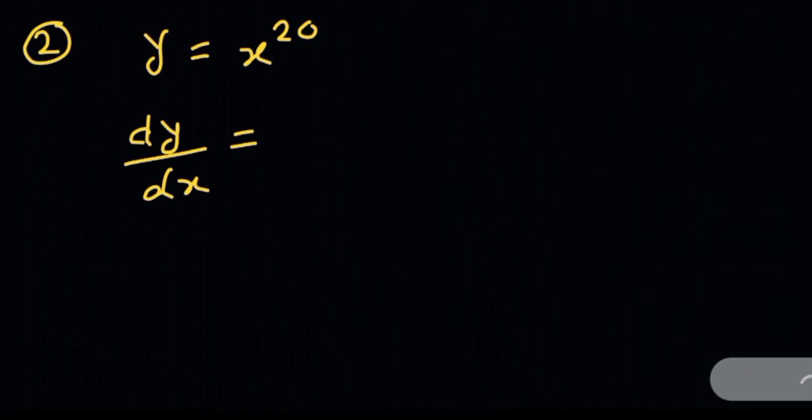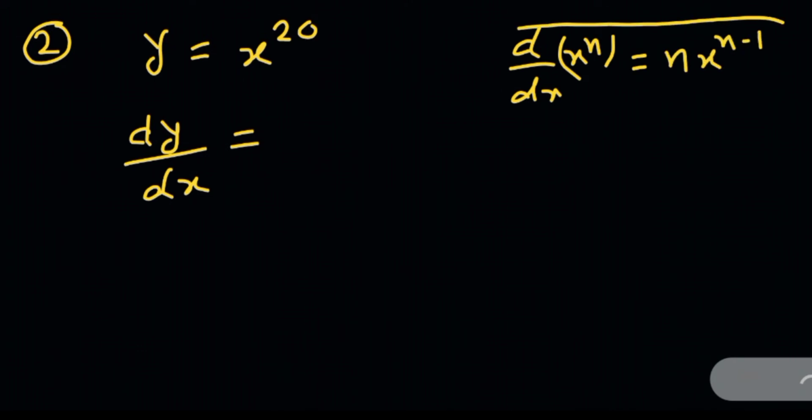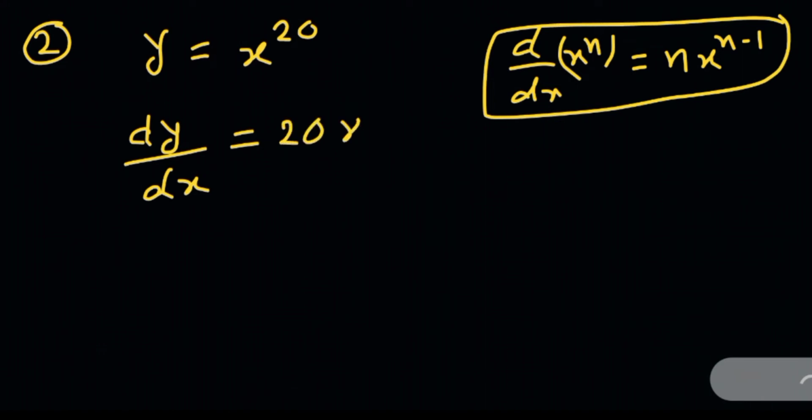So first I will find dy upon dx using the formula. Which formula? Derivative of x to the power n with respect to x is n into x to the power n minus 1. So 20 and x to the power 20 minus 1, and 20 minus 1 is nothing but 19. So 20 x to the power 19 is dy upon dx.